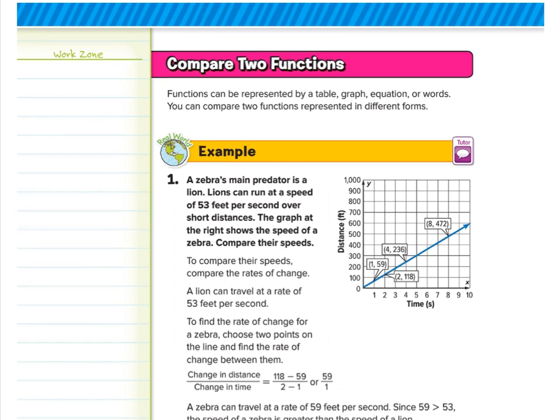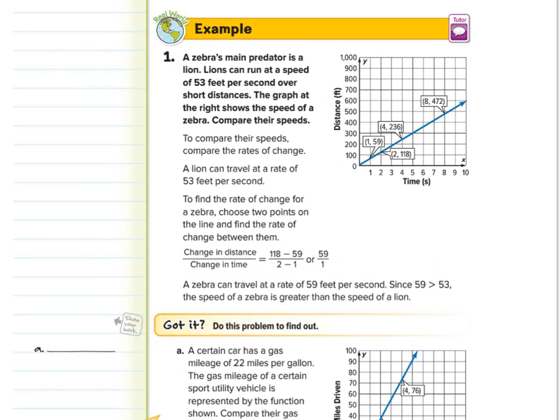So as we look at our example 1 here, a zebra's main predator is a lion. Lions can run at a speed of 53 feet per second over short distances. The graph at the right shows the speed of a zebra. Compare the speeds. Well, the lion, as we said here, is 53 feet per second, and we can just take that right from the problem.